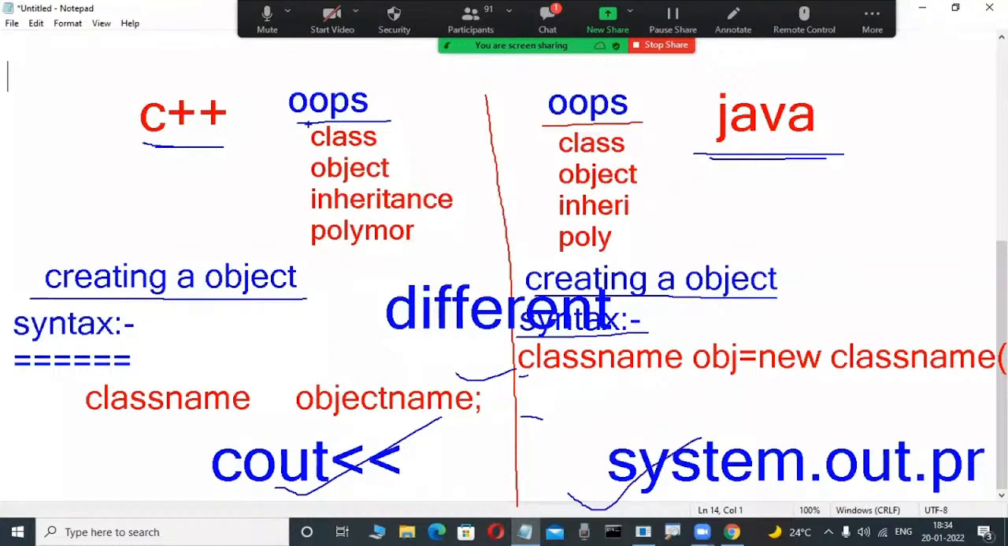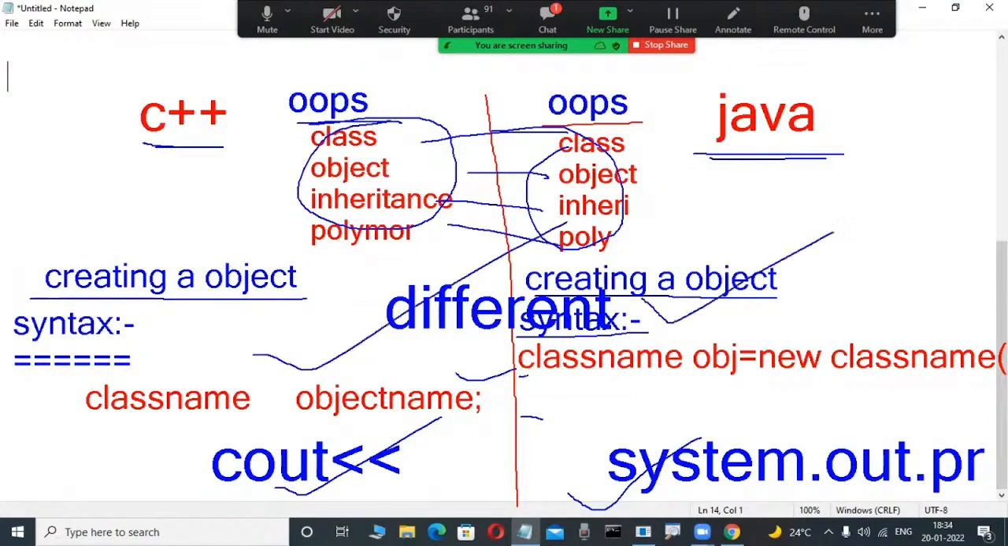But conceptually, the OOPS concepts are the same. What is a class? What is an object? What is inheritance? What is polymorphism? Same. But syntactically, totally different. Why? Because those are two different languages, two different products from different companies. That's why functions are different, and the syntax is also different. The same is true here also.